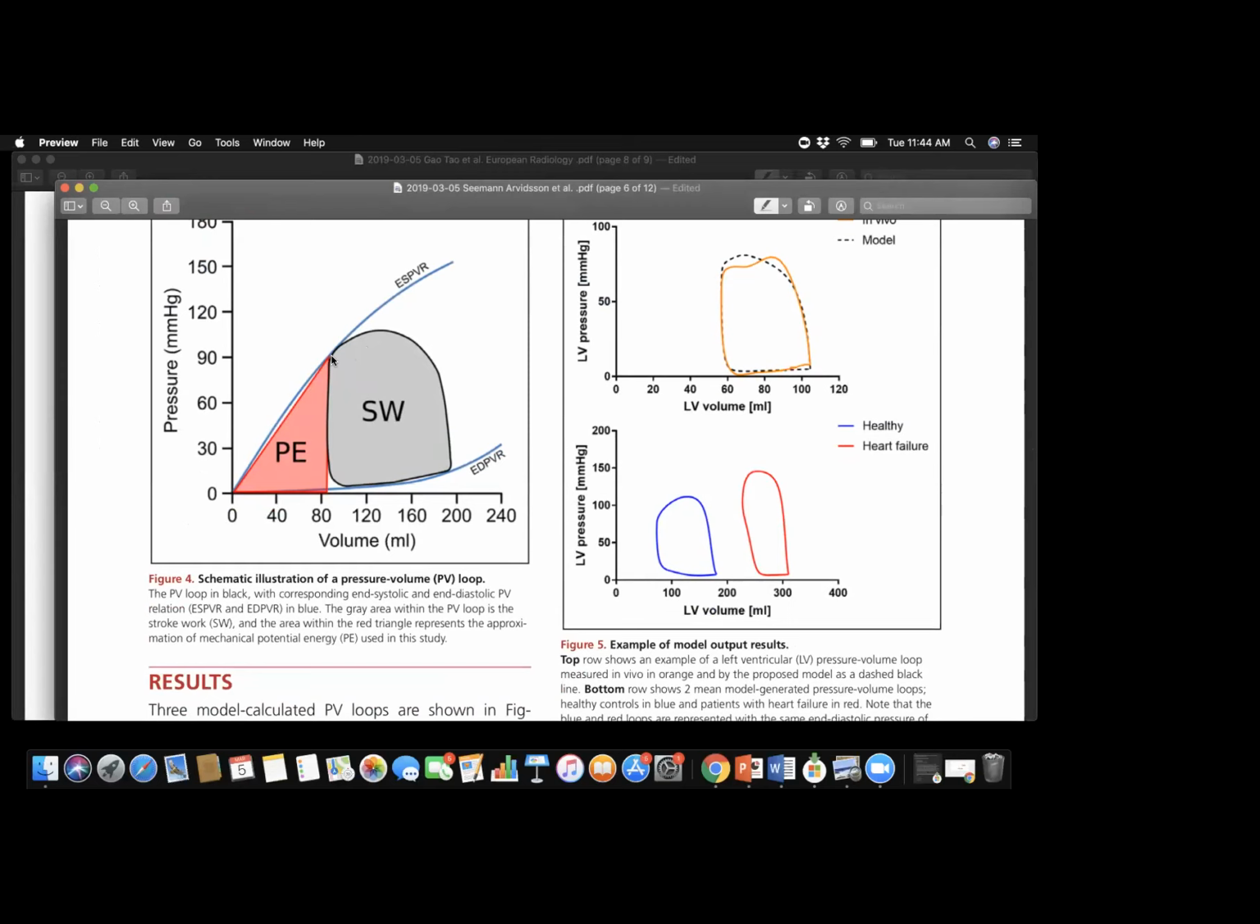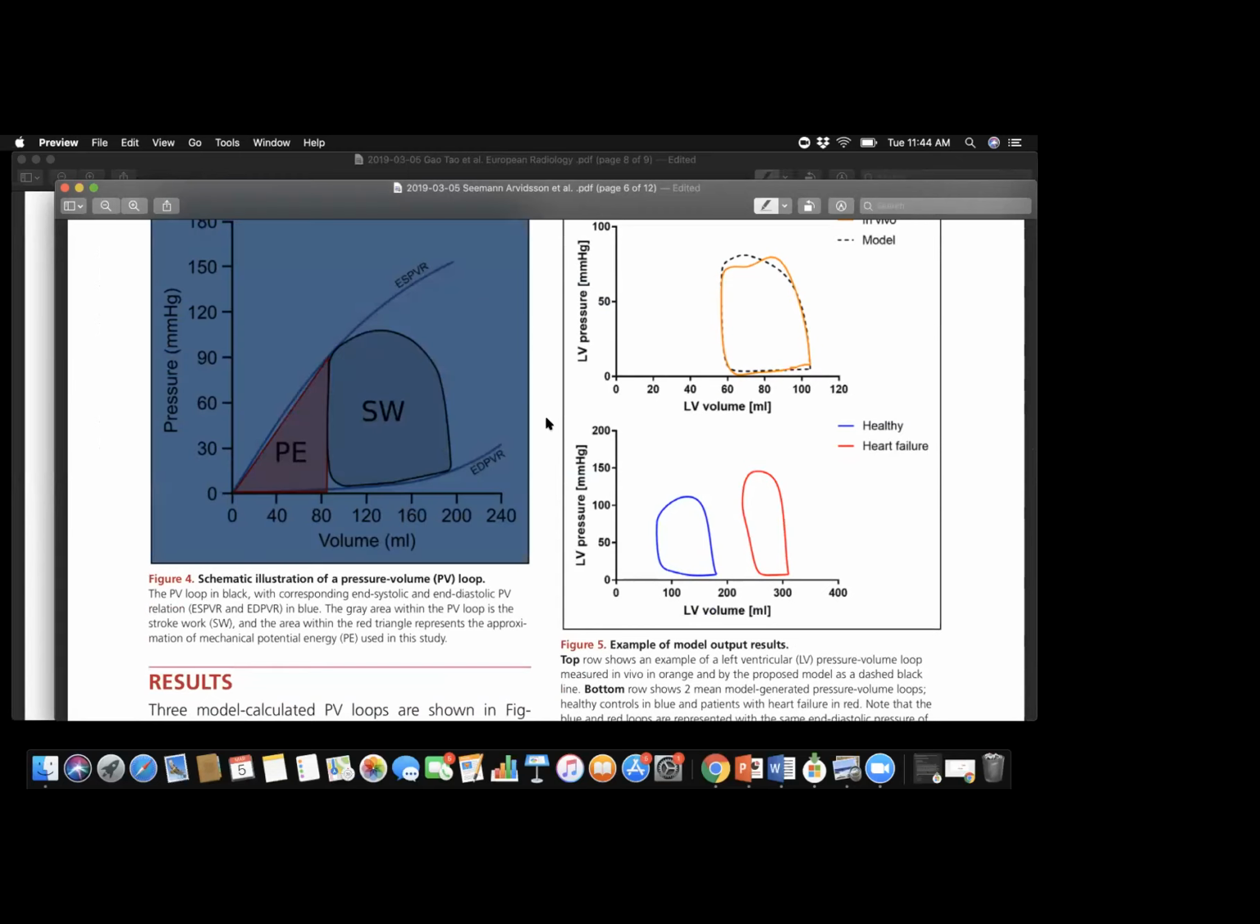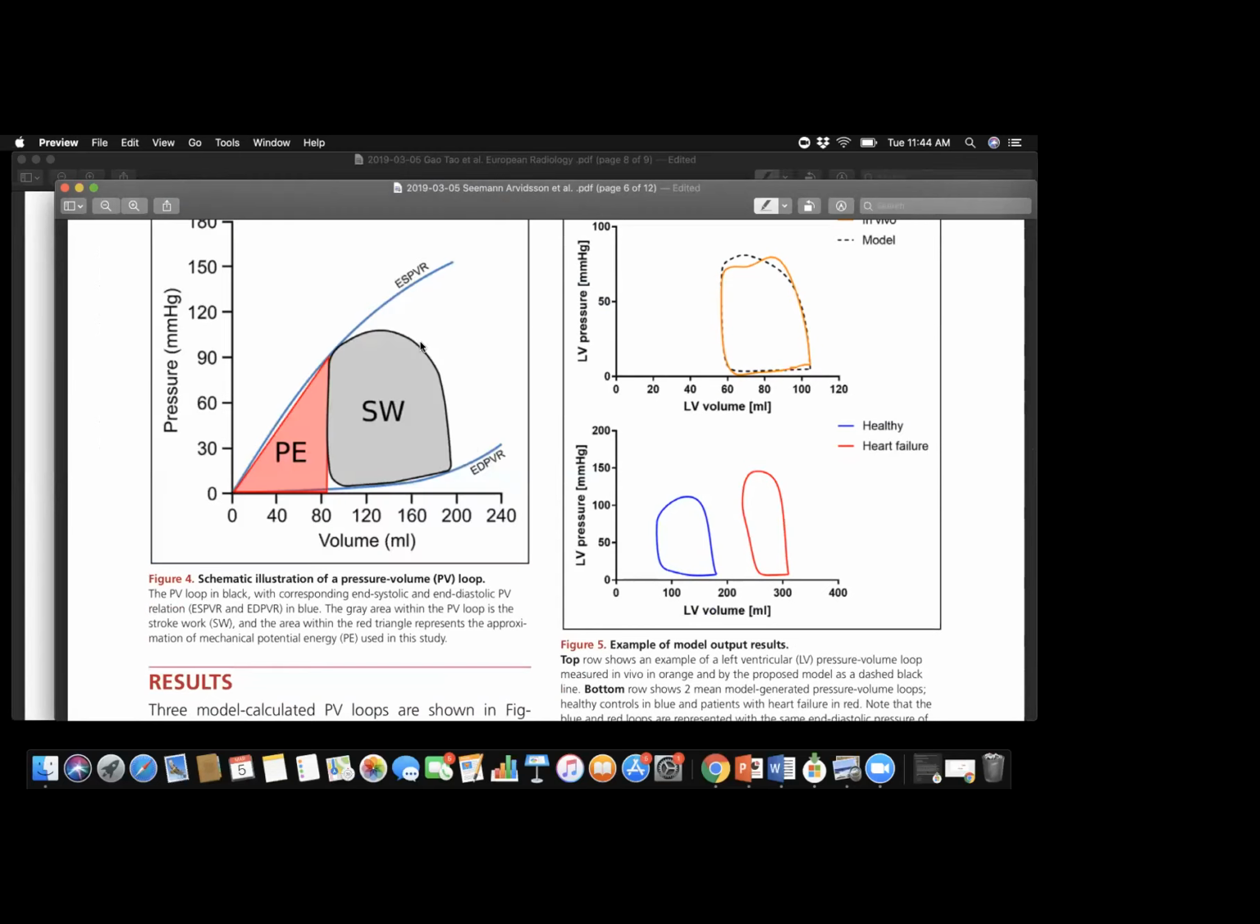So with getting a pressure volume loop, what you're looking at is diastasis. You have your isovolemic contraction time, your ejection time, isovolemic relaxation time. This is what you have. Basically, you're getting your stroke volume and cardiac output information here. You also have assessment of ESPVR and EDPVR.